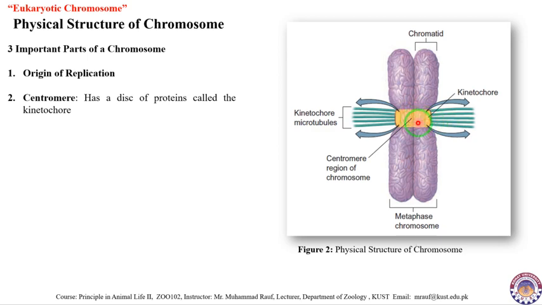Centromere is composed of DNA, and this centromeric region houses a structure called kinetochore. Kinetochore is a disk of proteins which is located on the centromere, and this kinetochore provides the site of attachment for spindle fibers during cell division.